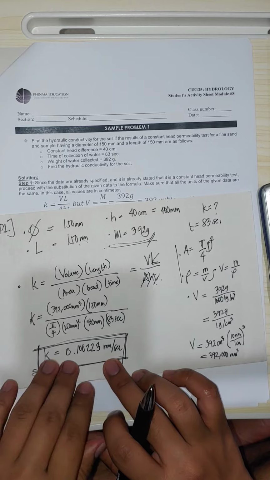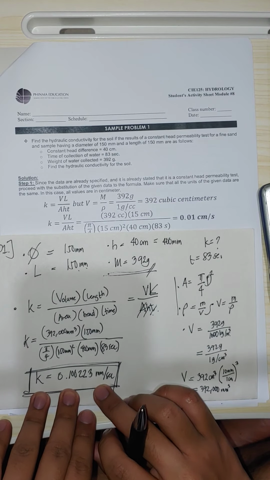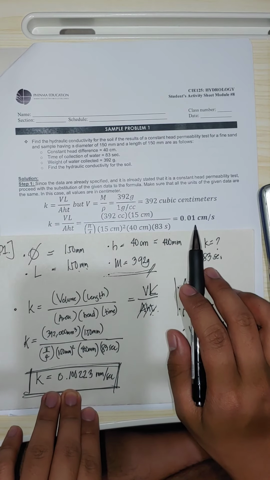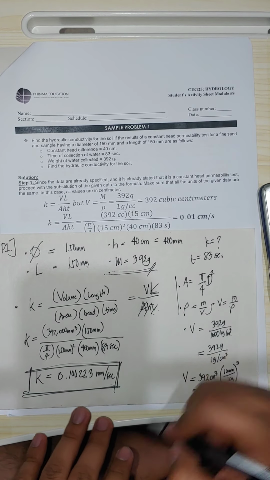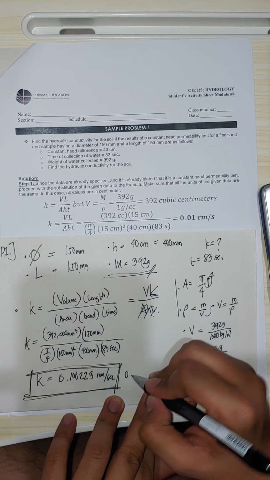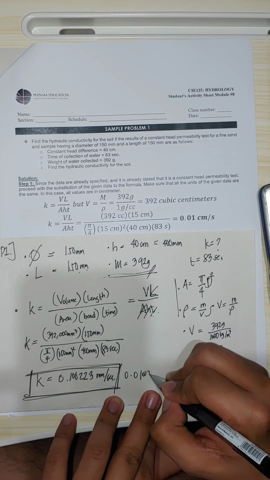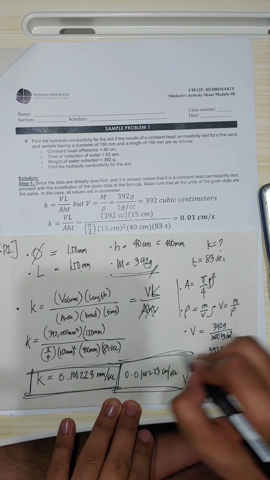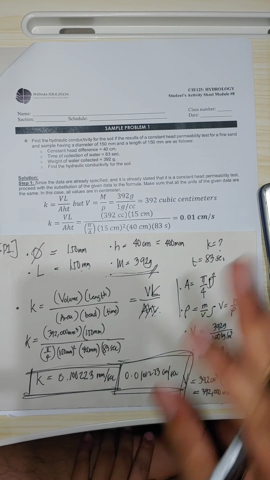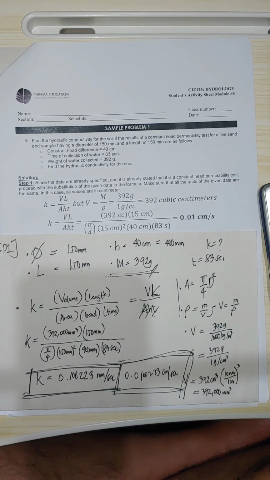So, kung makita diri, this is millimeters per second. So, sa answer diri is centimeters per second. So, in centimeters per second, i-divide ni as a whole sa 10, then that is just equal to 0.0100223 centimeters per second. So, ana lang siya ka-simple. You get all the values, convert, and then substitute.